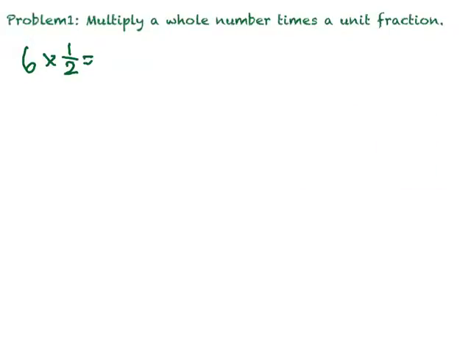Let's look at our first problem. We will multiply a whole number times a unit fraction. In this case, the whole number is 6. The unit fraction is 1/2. I would like to think of this multiplication in terms of addition. We know that when we multiply this, we're taking 6 halves and adding them together. So on your whiteboard, please write this out.